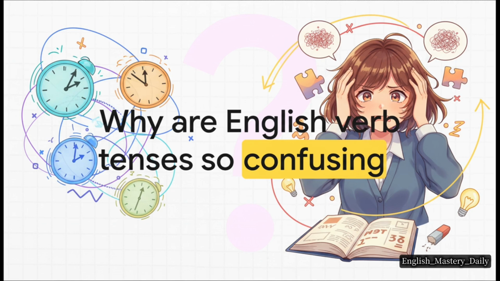Past simple, present perfect, past perfect continuous. I mean, what is even the difference? You spend all this time memorizing the rules. You practice, and you still get them wrong. It can be so frustrating. Does that sound familiar at all?